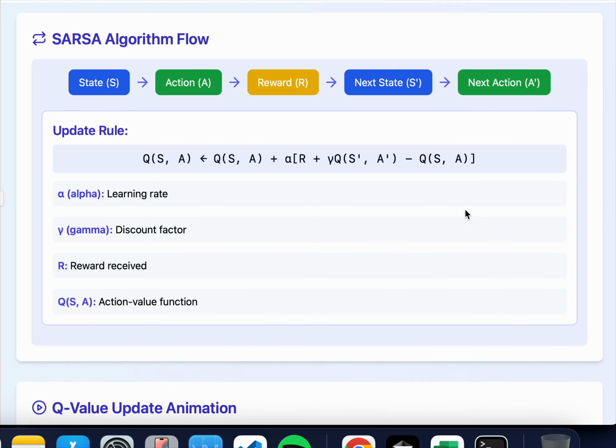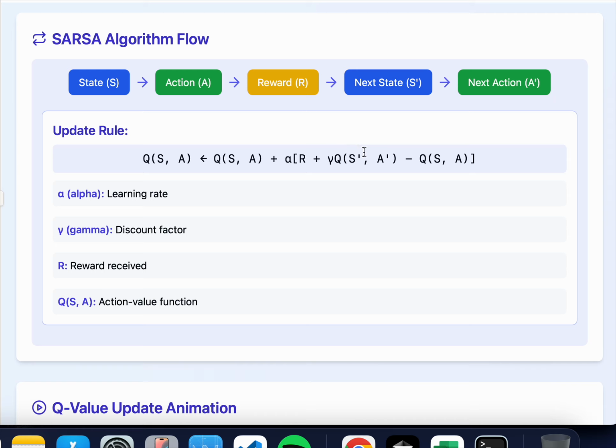Now let's walk through how the SARSA algorithm flows step by step. We start in some state, we will call that S. From there we pick an action A based on our current policy, could be epsilon greedy or something else. After taking that action we receive a reward, that's R. And then we land in the next state, S prime. In that new state we pick the next action A prime, again using the same policy. This full sequence from S to A to R to S prime to A prime is the core of SARSA.